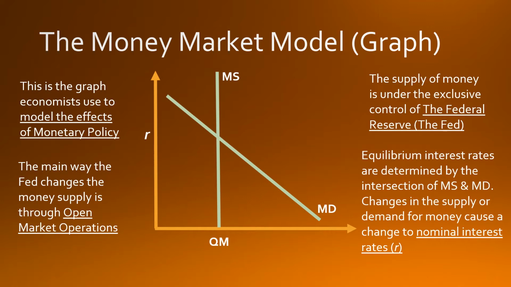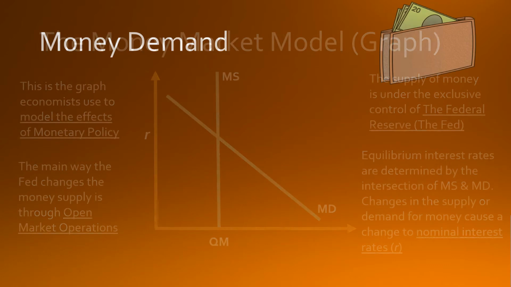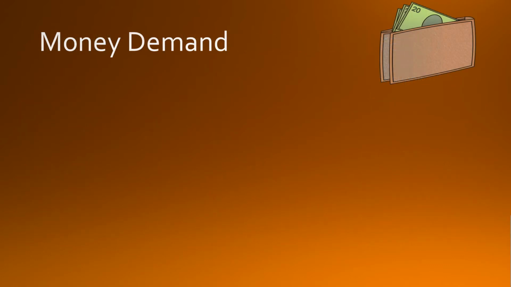But just try to really understand that essentially interest rates just depend on how much money is being supplied and how much money is being demanded at any given time in the economy. So let's first talk about money demand, okay? Because to really understand this, we've got to understand money supply and money demand.